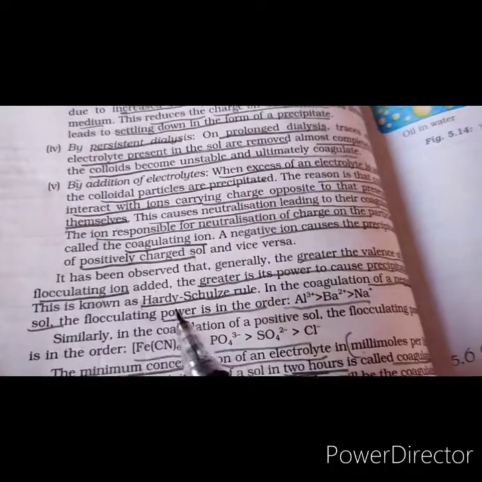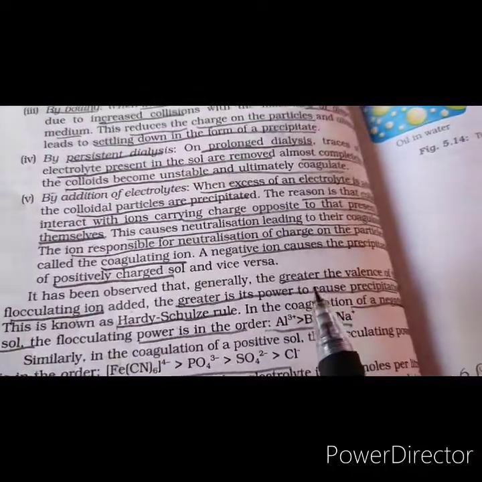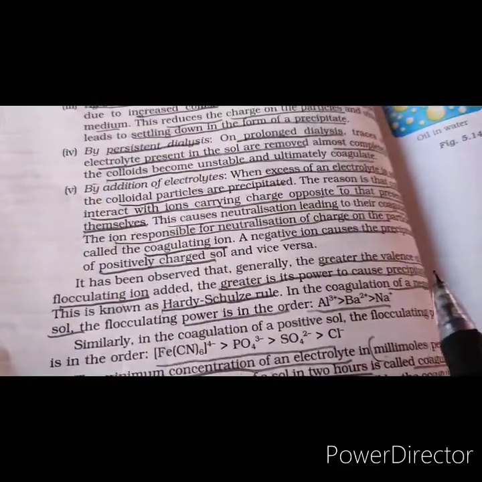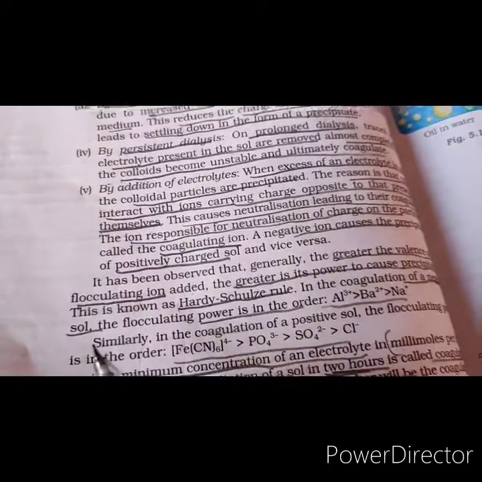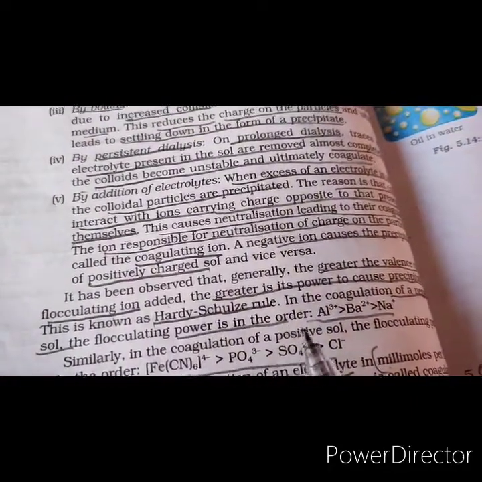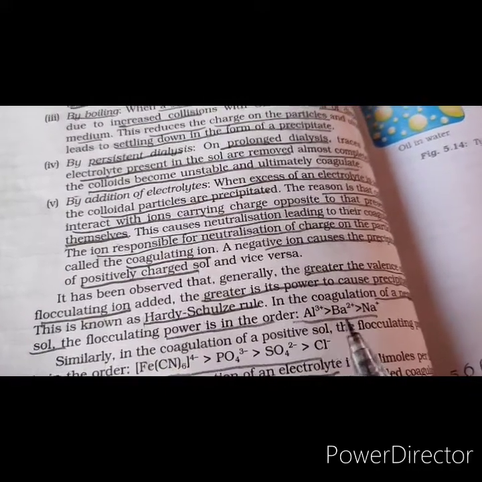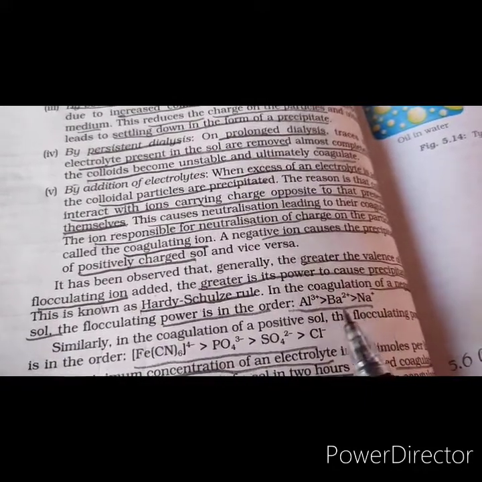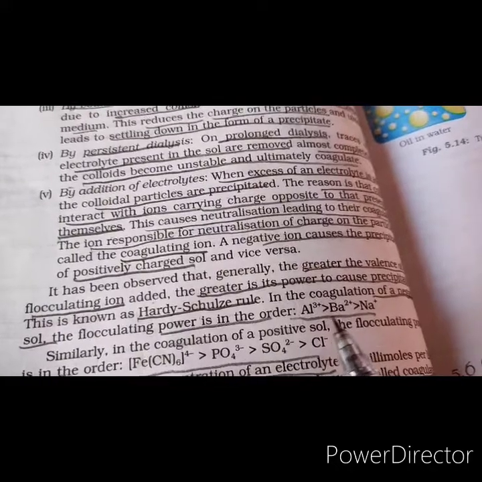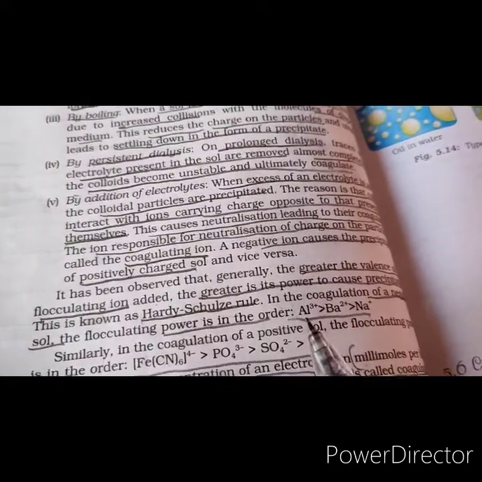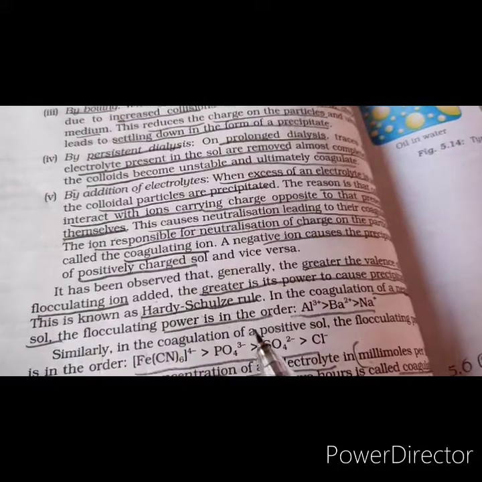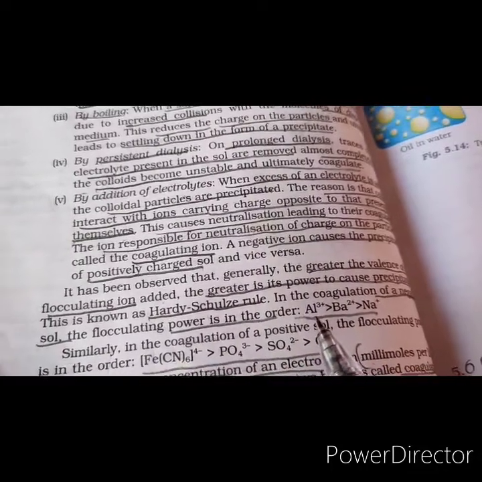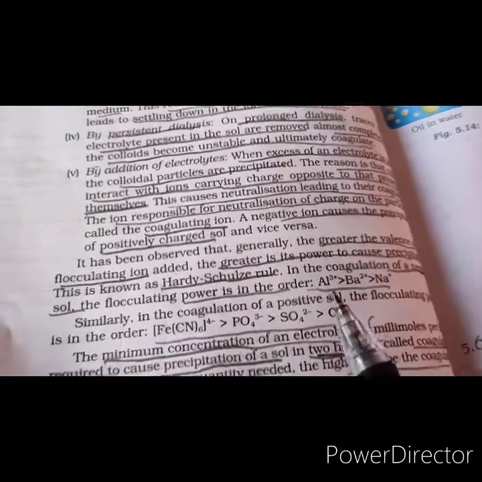Let's first understand a rule, the Hardy-Schulze rule. It states that greater the valence of the flocculating ion, greater is the power to cause precipitation. For example, if we have a negative sol, then the flocculating power will be in the order aluminium ion Al3+, barium Ba2+, and sodium Na+. So this will be the order, that is, greater is the valency of the oppositely charged ion, greater is the power to cause precipitation. So aluminium ions will precipitate the negatively charged sol with a greater speed. So less concentration of these aluminium ions will also be required.